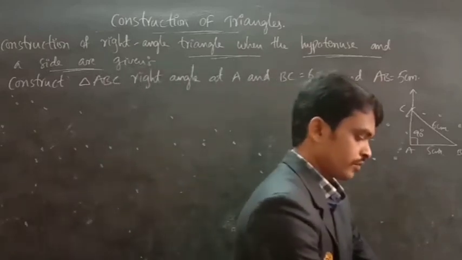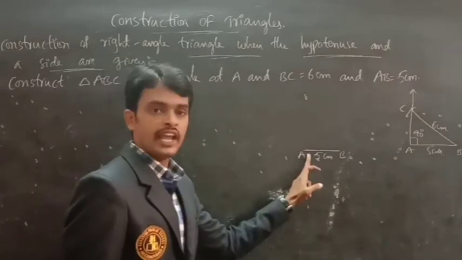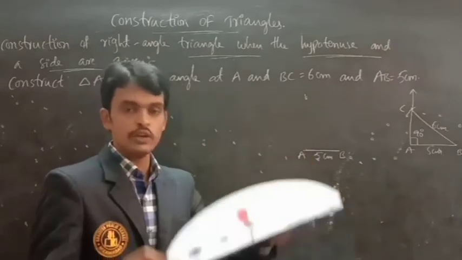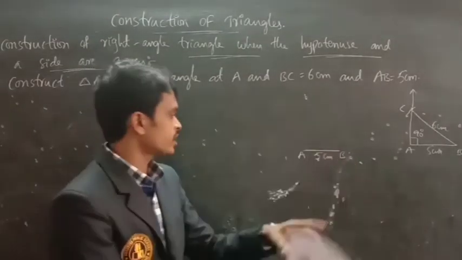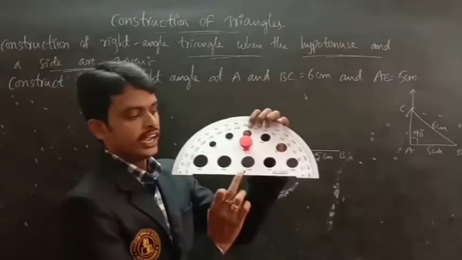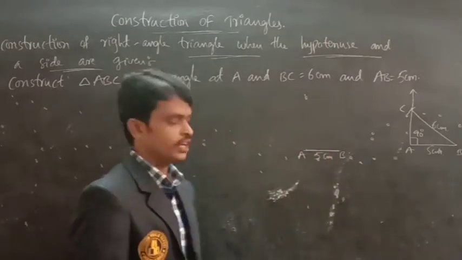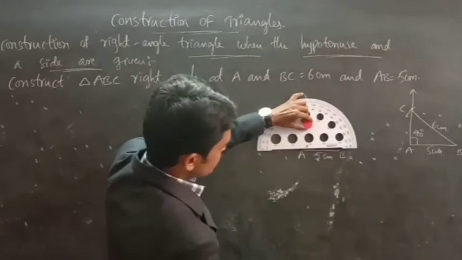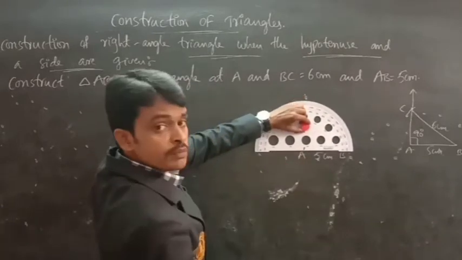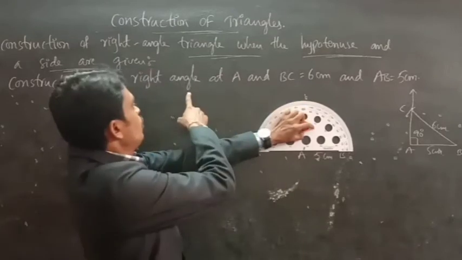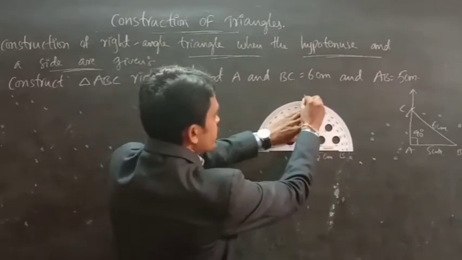Next, second step, we should construct an angle with center A by making an angle of 90 degrees using a protractor. So the pointer of the protractor we should place at the center A, and the edge of the protractor should be aligned with, or coincide with, line segment AB. The point of the protractor we should place at the center A. Now, right angle is nothing but exactly 90 degrees. So here it is, right angle 90 degrees.